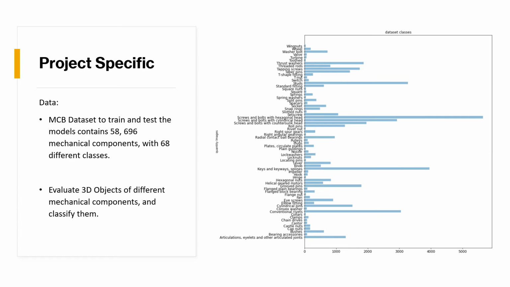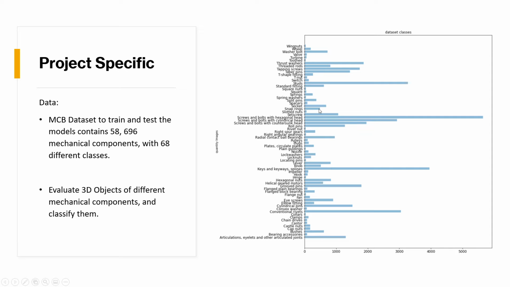results in the model. So talking about the specifics of this project, I am using the MCV dataset for training and testing, which is a dataset that contains about 58,000 mechanical components, and it is divided into 68 different classes. The main goal is to evaluate these 3D objects of different mechanical components and be able to classify them. You can see on the right side of the slide the image where it shows the classes and the quantity of images each has.